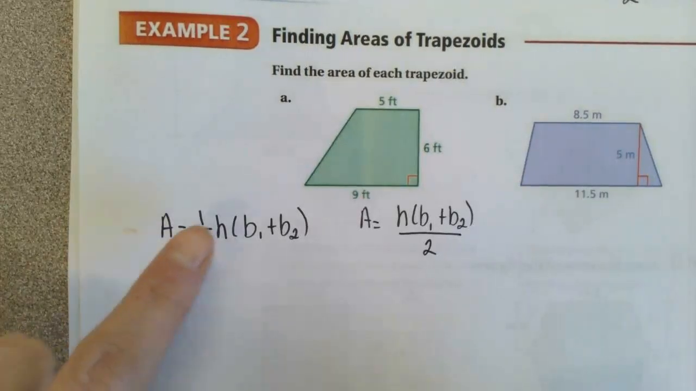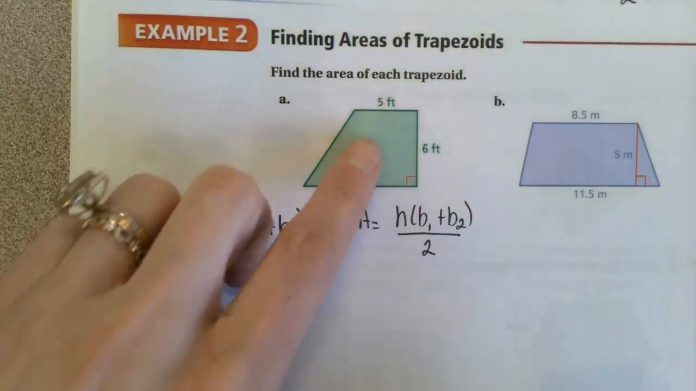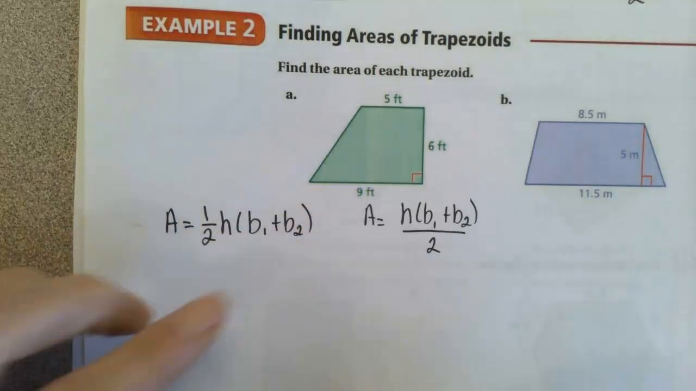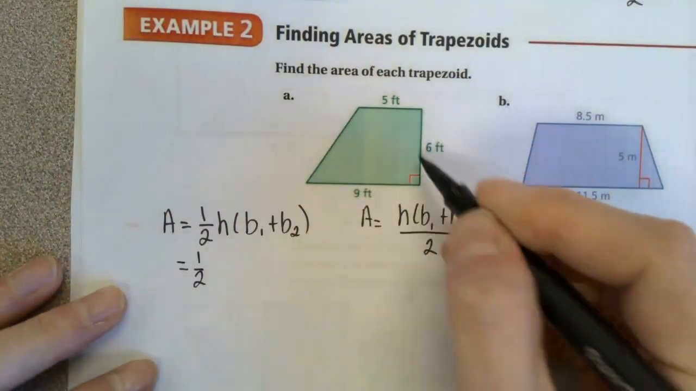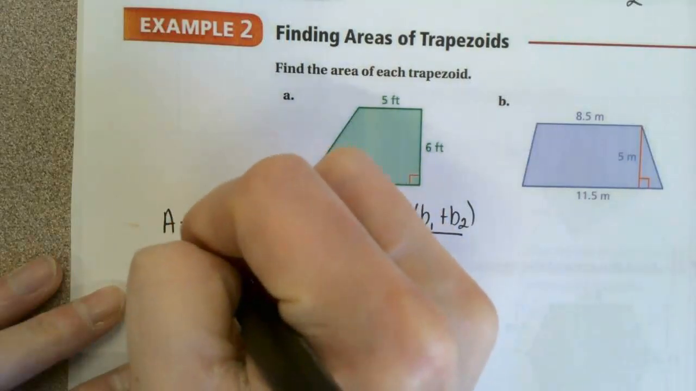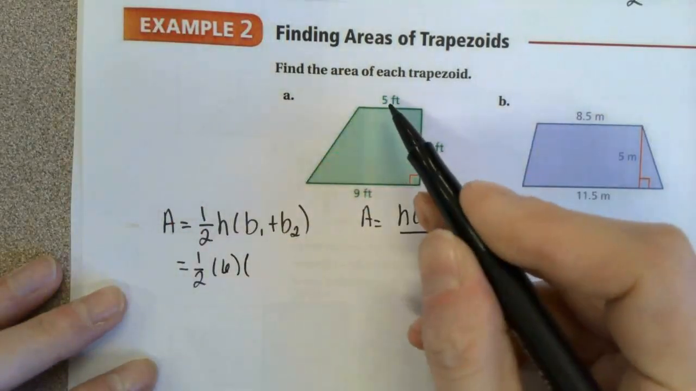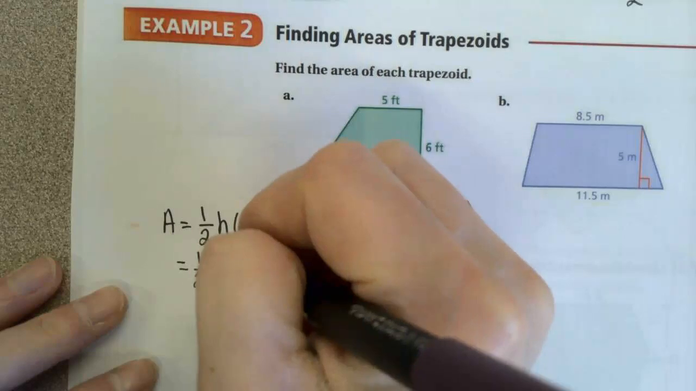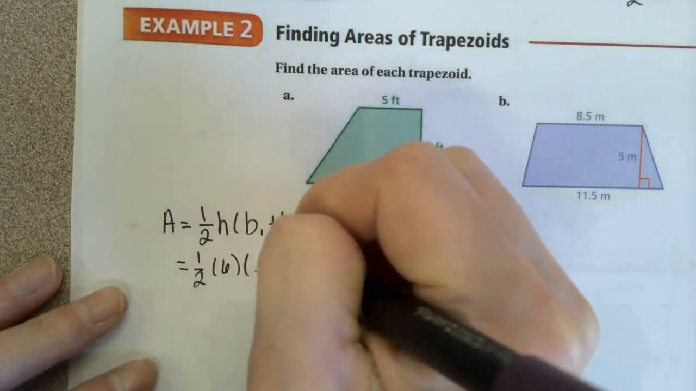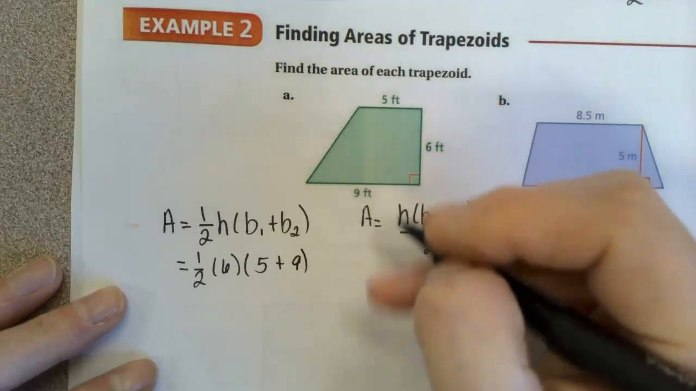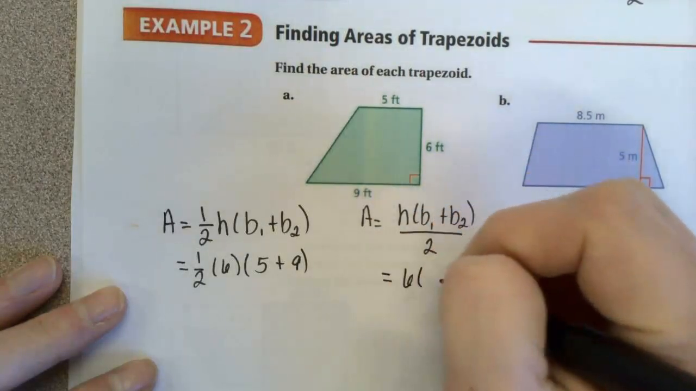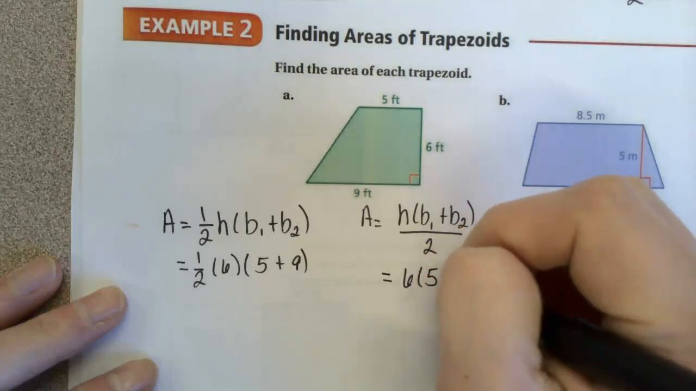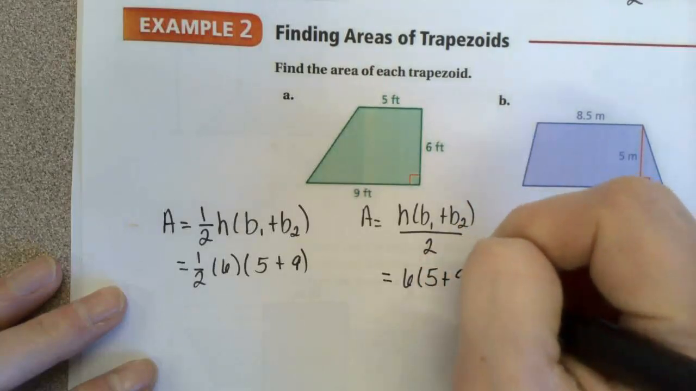Okay, so I have a height of 6 and I have two bases that are 5 and 9. So I'm going to substitute those numbers in here. For my height, that is 6. And then my two bases, 5 and 9. I'll substitute those over here as well. Height of 6. And then 5 plus 9.